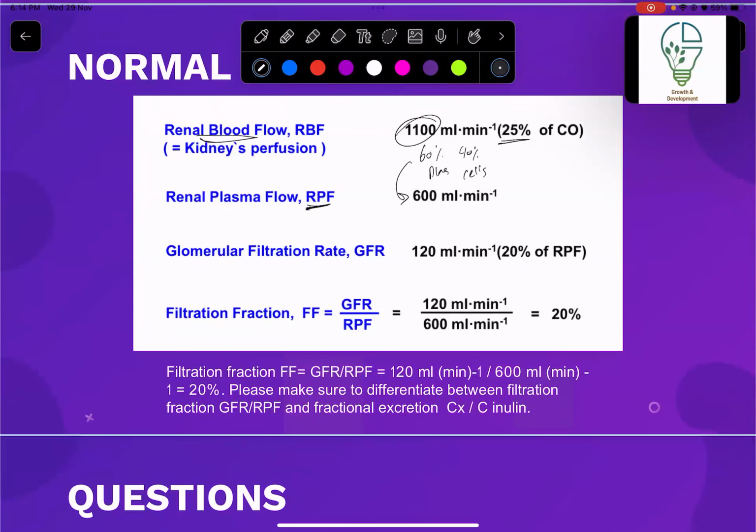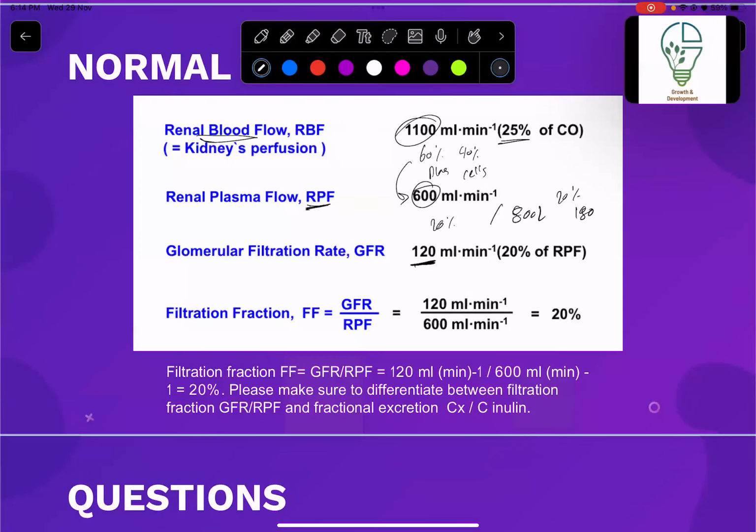And then finally we have the last two, which are the glomerular filtration rate, which normally should be 120, which is basically 20% of that 600 milliliters, or technically we can also say 800 liters, right? And 20% of that is 180.